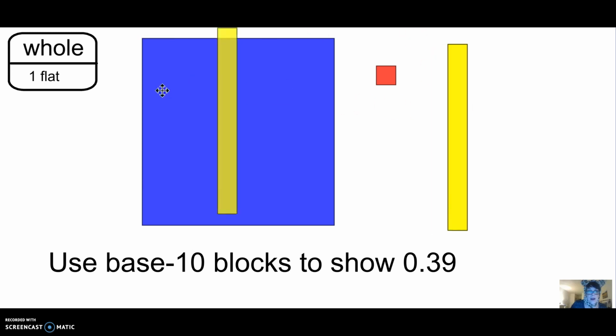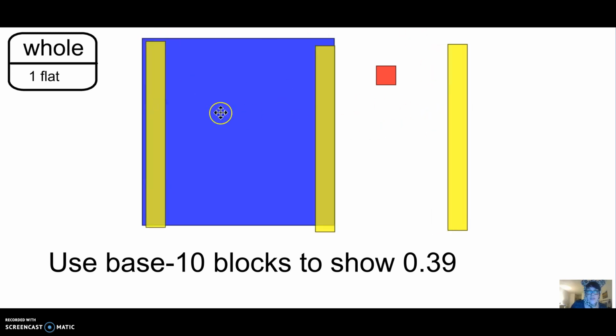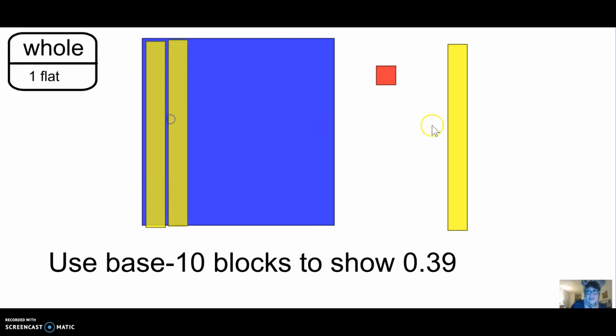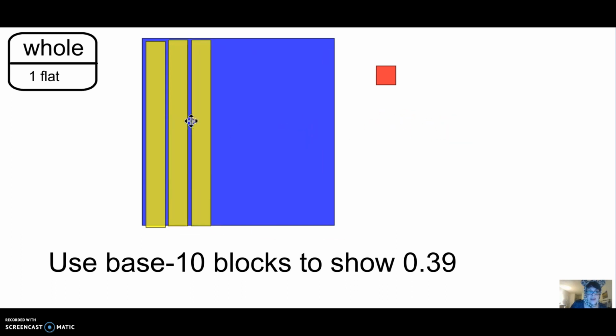39/100ths, I would use 3 of my tenths. I have a 3 in my tenths place, and I would use 9 of my hundredths. This is in my hundredths place.